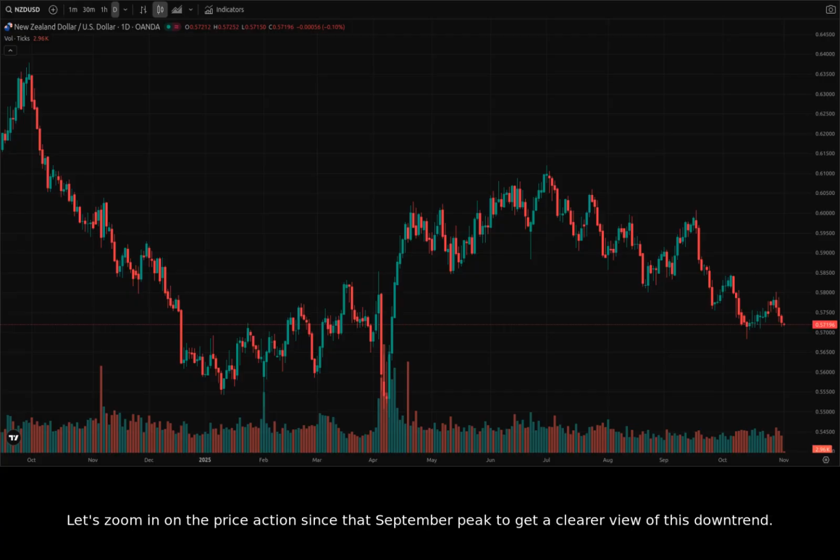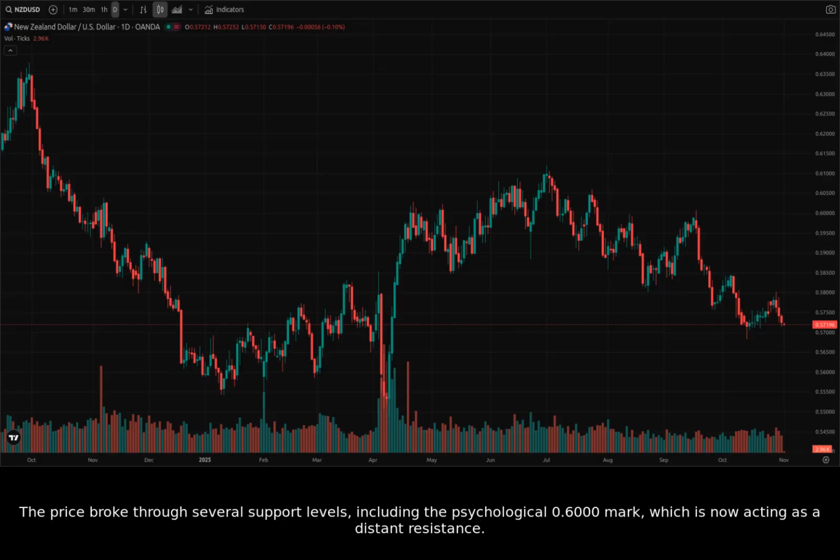Let's zoom in on the price action since that September peak to get a clearer view of this downtrend. Here we can see a classic series of lower highs and lower lows. The price broke through several support levels, including the psychological 0.6000 mark, which is now acting as a distant resistance.